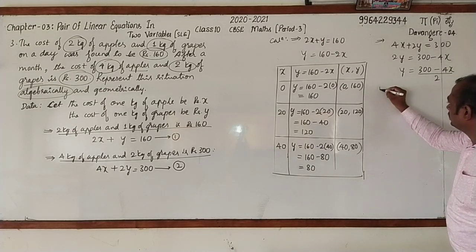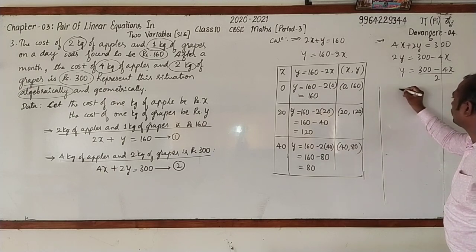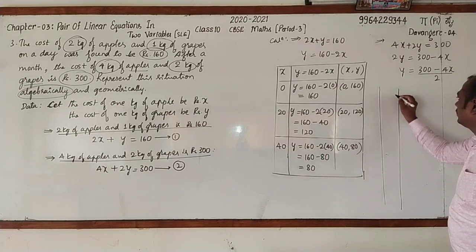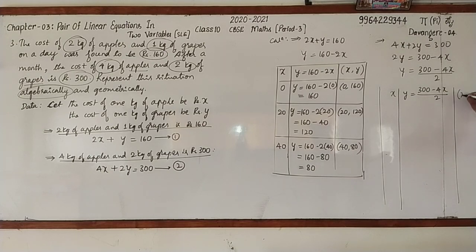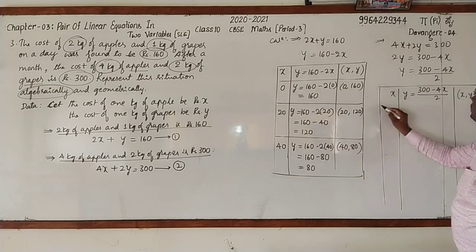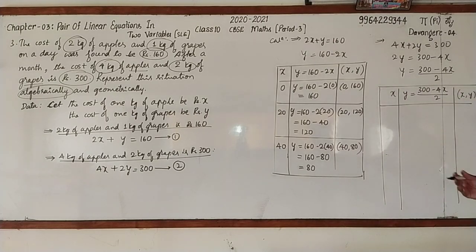And here also, let us go for finding the coordinate points. First column for x, second column for y, and third column for x comma y. Hope that you can understand. Now, here also you can go for taking any numbers. Again, 10, 20, 30, it is left to you.